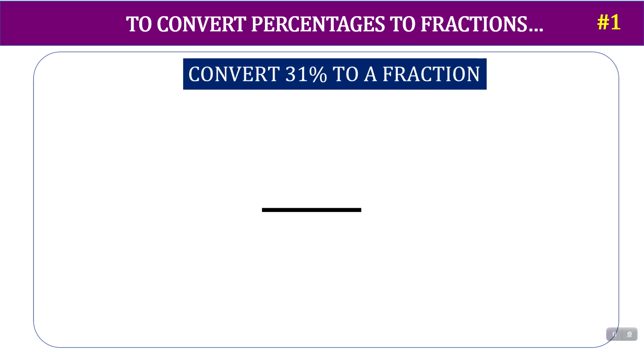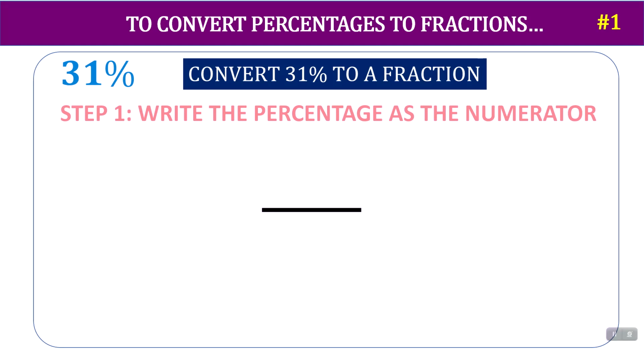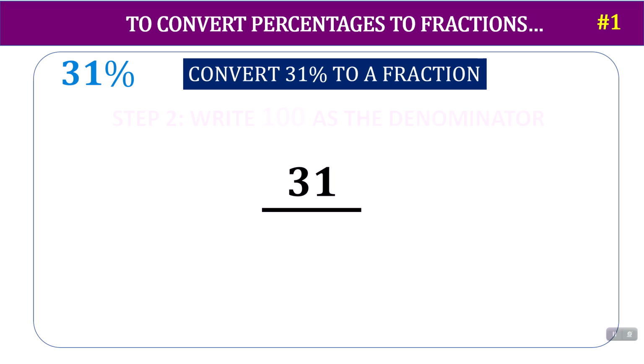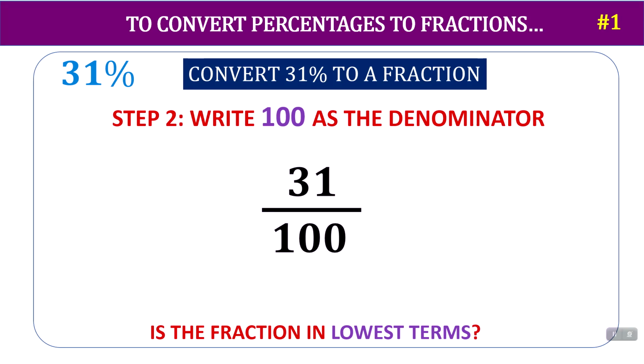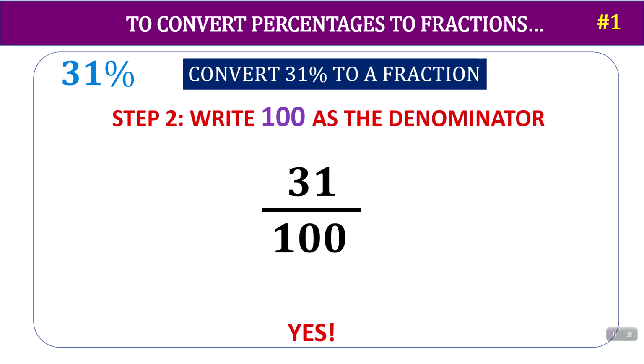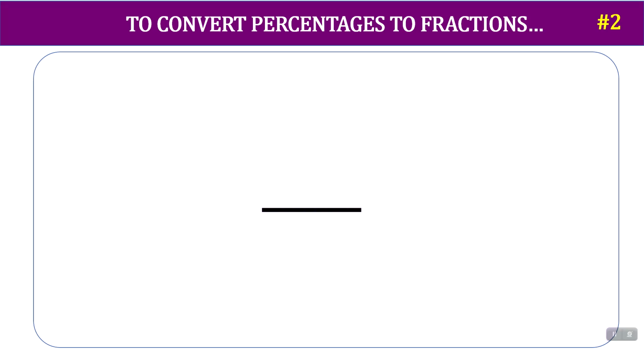Let's convert 31% to a fraction. Step 1 says we write the percentage as the numerator, which is very simple, 31. Step 2, we write 100 as the denominator. We said before percentage means per hundred. And we take a look to see if the fraction is now in lowest terms. And we see, yes, 31 over 100 is already in lowest terms, and so we are done.